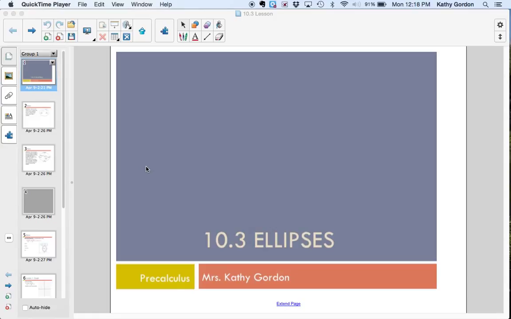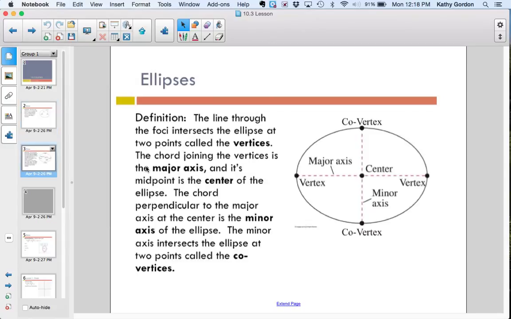Okay, and so that's part of what we have to figure out: what are those distances, so that we know just how much it's getting smushed, how skinny it's going to be, how wide it's going to be, and so on. So again, we'll start with the definition.